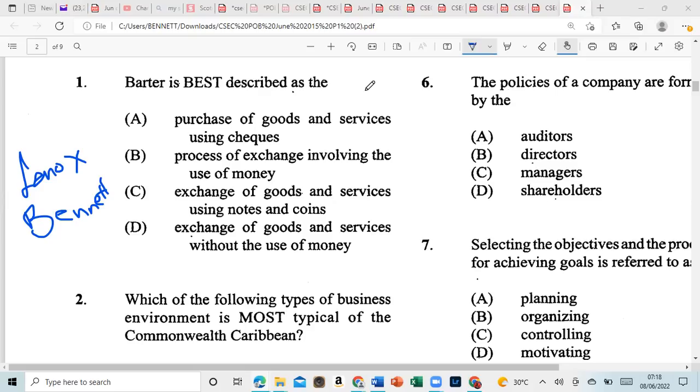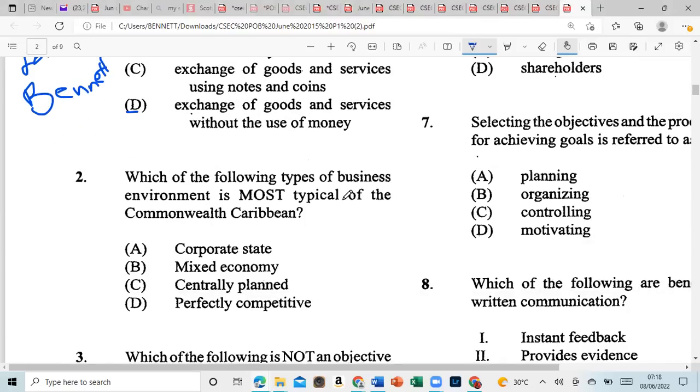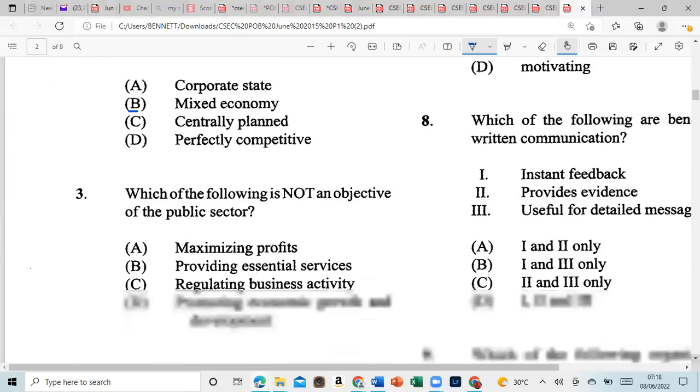Let's go. Number 1 says barter is best described as, and it would be exchange of goods and services without the use of money. So we just go straight into the next one. Again, we want to be time efficient. Which of the following types of business environment is most typical of the Commonwealth Caribbean? And that would be the mixed economy.